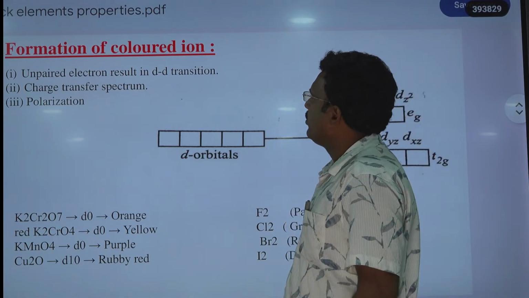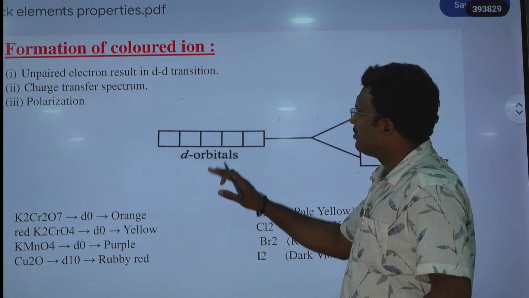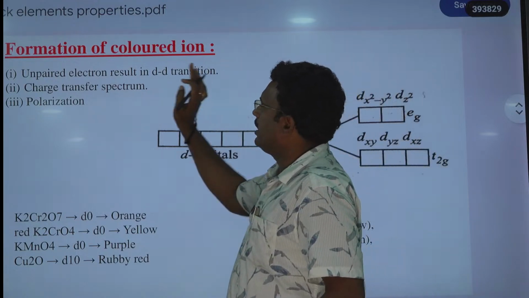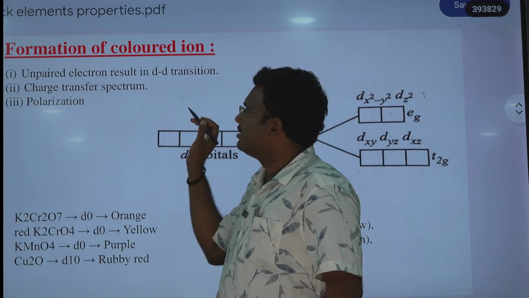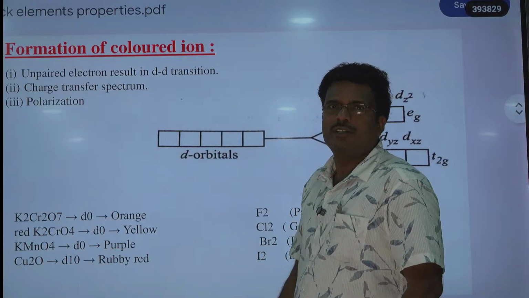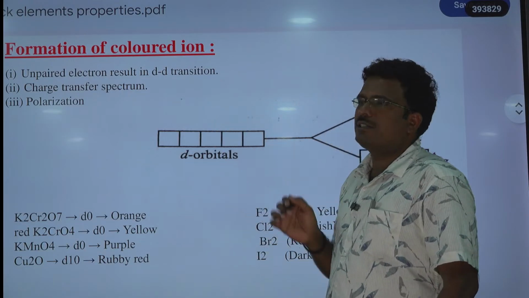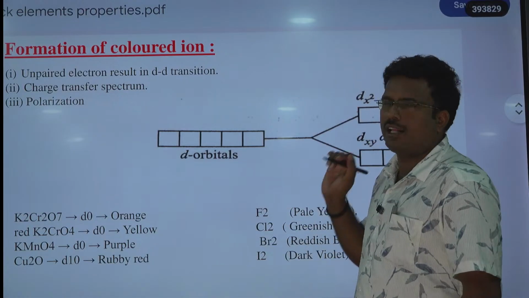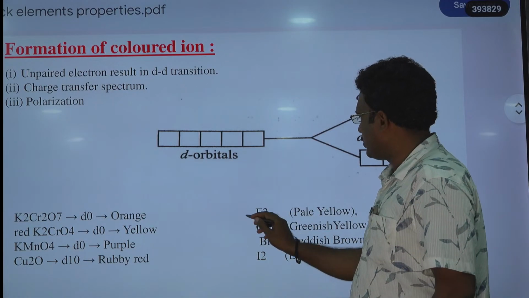The next one, the formation of colored ions. Already over. The colored ions depend on the number of unpaired electrons in the d-d transition. The second one, the charge transfer spectrum. The third one is polarization power. The last point is already over.